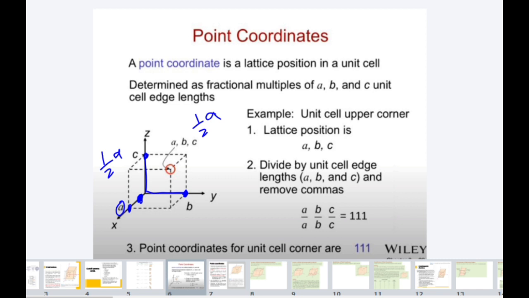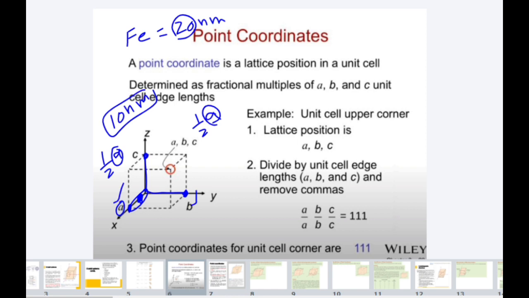And why are we putting a, b, c? Because we want to generalize the system. In some metal, let's say iron, this side a of the unit cell is equal to 20 nanometers. Then half of a will be what? 10 nanometers. So that's why we just put a, b, c, to generalize the system so we can use it later for any atom or any metal.